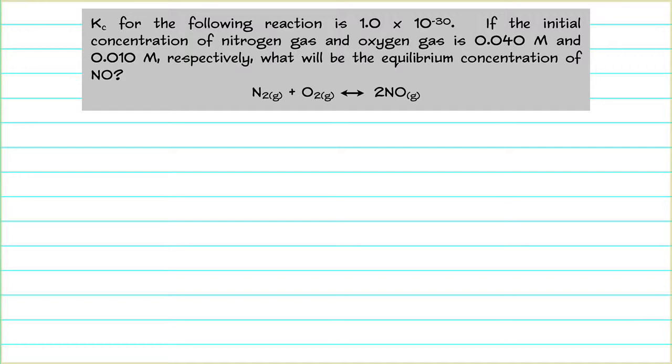Okay, here's our next problem. Let's go ahead and set it up just like we did for our first one. Let's rewrite the equation so we can make a little table. We've got nitrogen plus oxygen, and that is in equilibrium with nitrogen monoxide. And we've got initial, change, and then final.